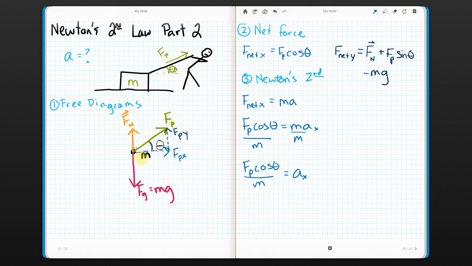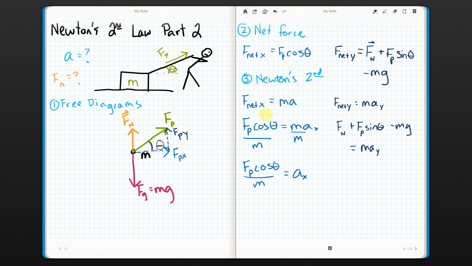Unless I wanted to know, let's say, what if I asked this question: what is the normal force? Let's add that to the question. I would need to do the y stuff over here. So F net in the y direction equals m times a in the y direction. F net in the y direction is all this stuff: normal force plus Fp sine theta minus mg. That whole thing is going to equal m times ay.